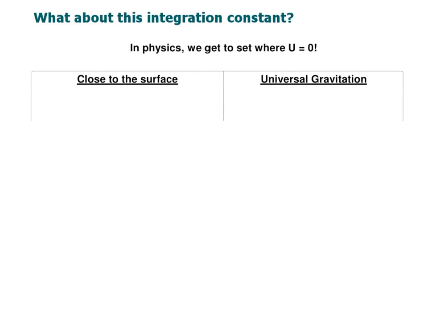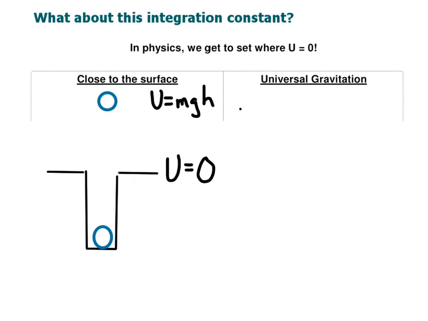What's going on with this integration constant? Well, it gives us the freedom to set a position where potential energy equals 0. Now, close to the surface of the Earth, what we've traditionally done is we've said, okay, ground level, potential energy is 0, and then we will measure all of our displacements with respect to that position. So if we go up a height h, we have a potential energy U equals mgh.